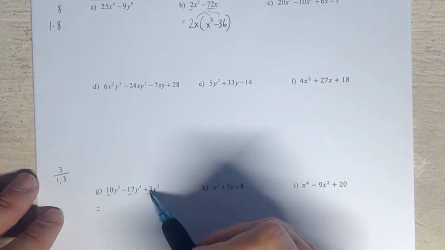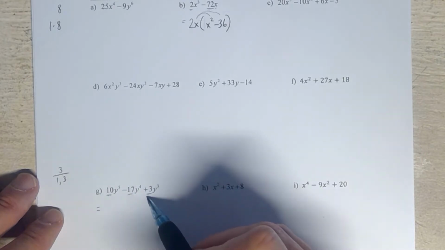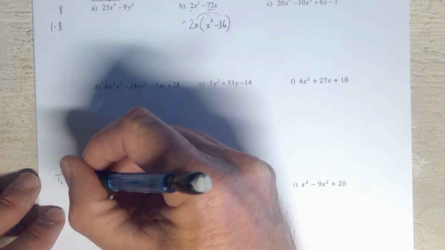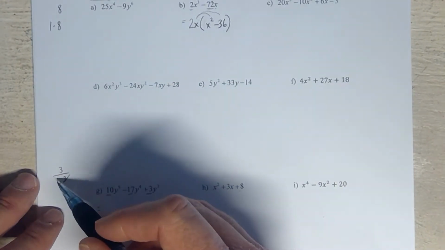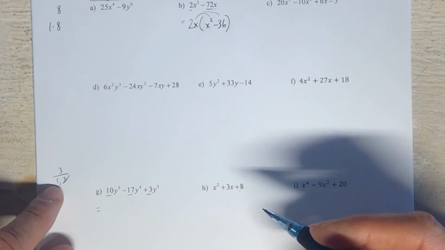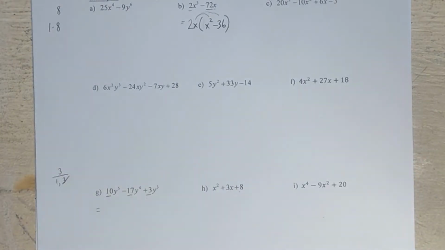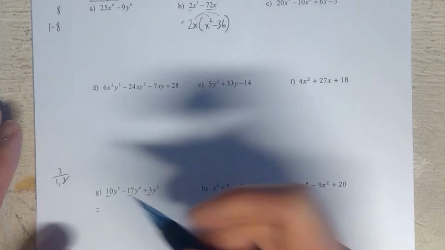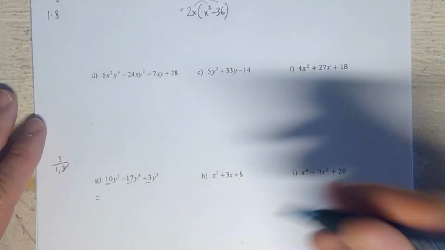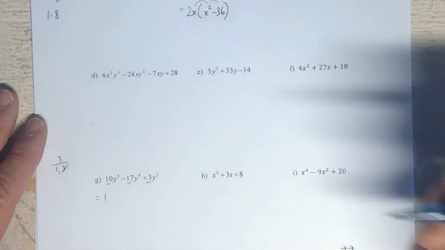Does 3 divide evenly into all 3 of these numbers right here? It does not. It doesn't divide into 17 or 10. So that means that the GCF must be 1. The GCF can never be less than 1. So if you get down to 1 and that's the only choice left, that must be the GCF, at least as far as the coefficient part is concerned. We still got to look at the variable part. So theoretically, 1 is the GCF.